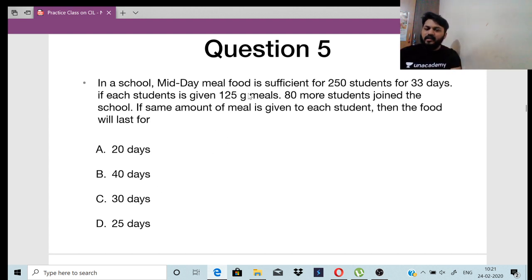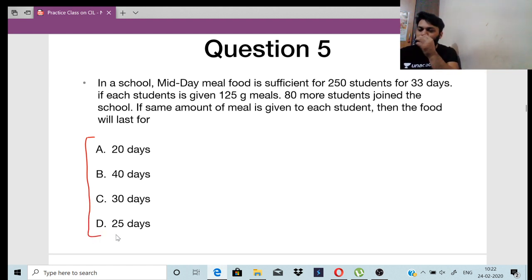Midday meal is sufficient for 250 students for 33 days. Each student is given 125 gram meals. 80 more students are added to the school. If the same amount of meal, that is 125 gram of meal, is given to each student, how long will the food last for?